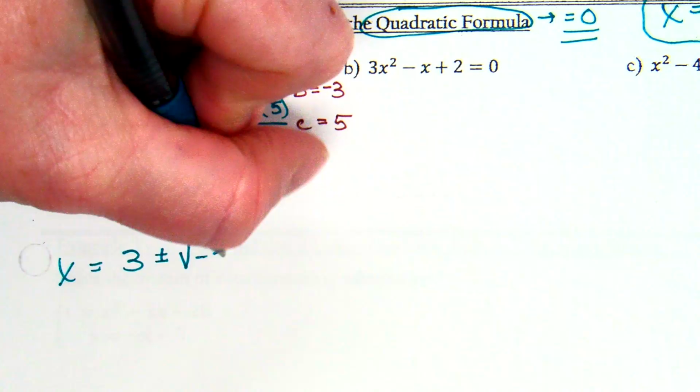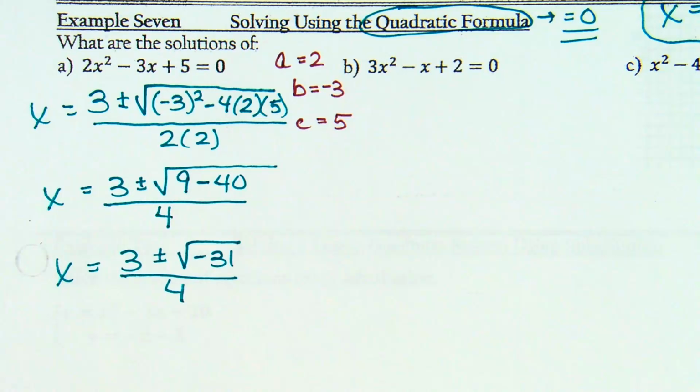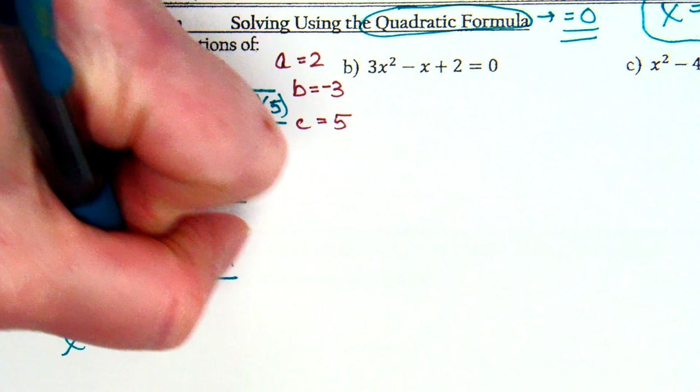Can you do anything with that square root? Yes, you have to do the I thing. I liked it better when we stopped there. So the square root of 31 itself we can't do anything with, but there's that negative. When you see a negative under the radical, pull it out as an I. So now I'm going to rewrite it as 3 plus or minus I square root of 31 all over 4.